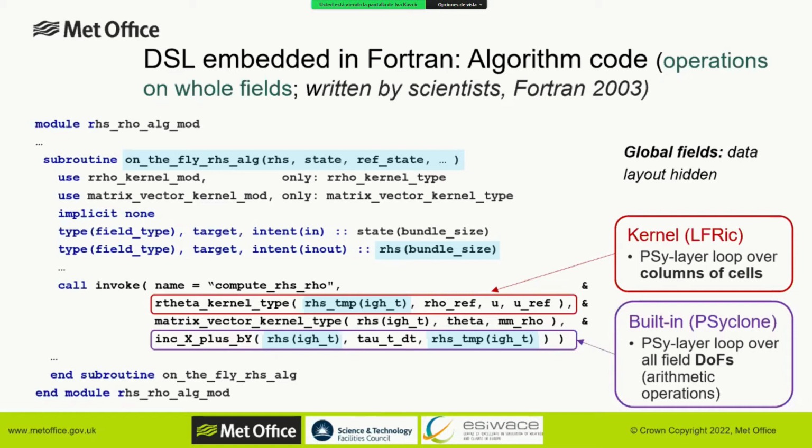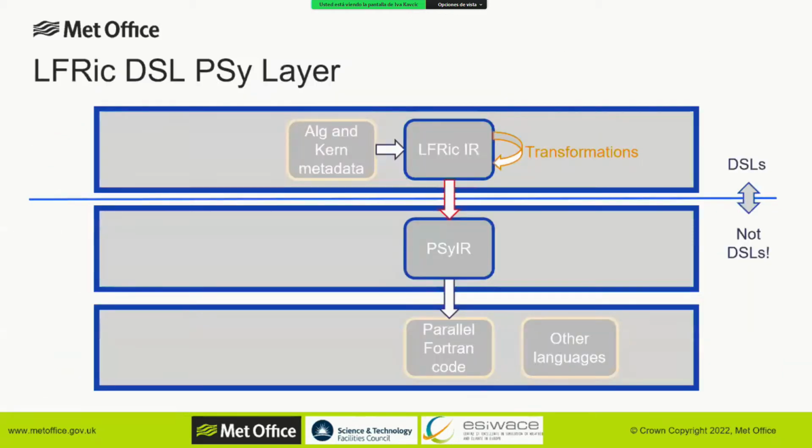So this is how the DSL embedded in Fortran in the algorithm and kernel layer signals PSyclone what to request from the infrastructure. I won't go into the technical details of the generated Psy layer code. I am happy to show some additional slides on request later if there are questions. So just to summarize how this ELFIC DSL Psy layer works.